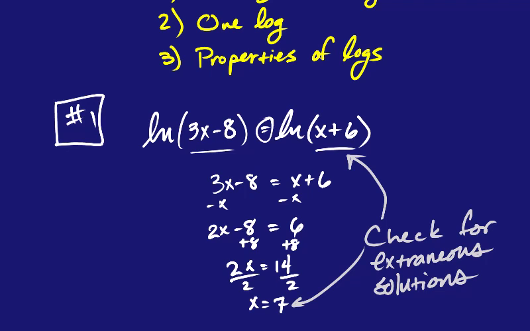So 7 plus 6 is 13, so I'm good. And 3 times 7 is 21. 21 minus 8 is 13. So boom, I am okay. You can circle that as your answer and call it a day for situation number 1.